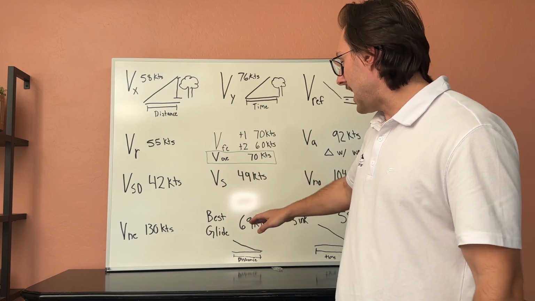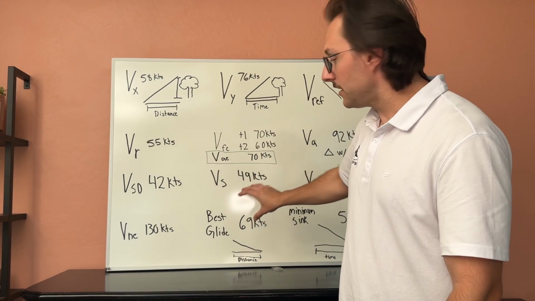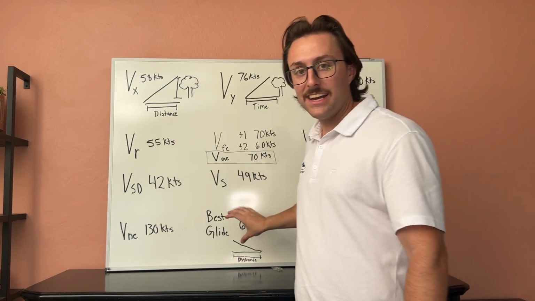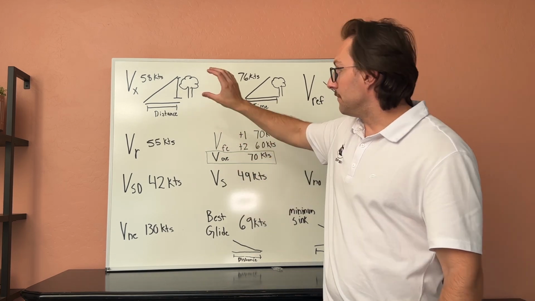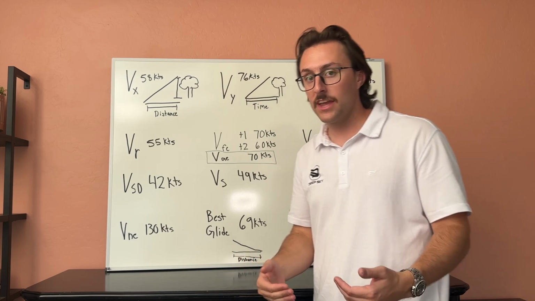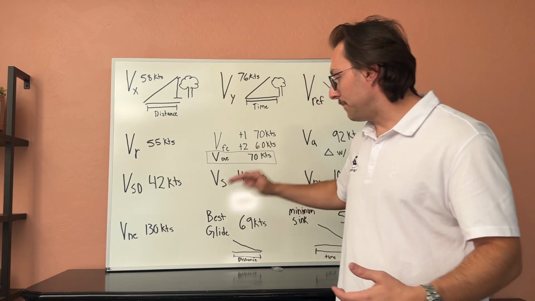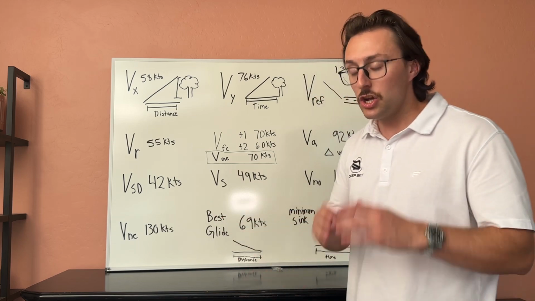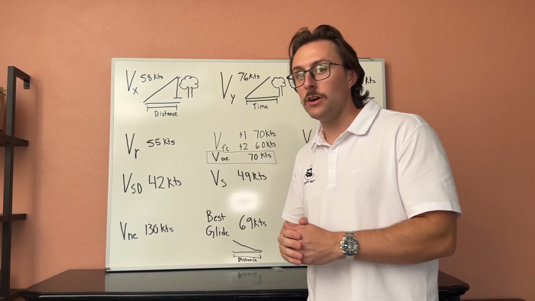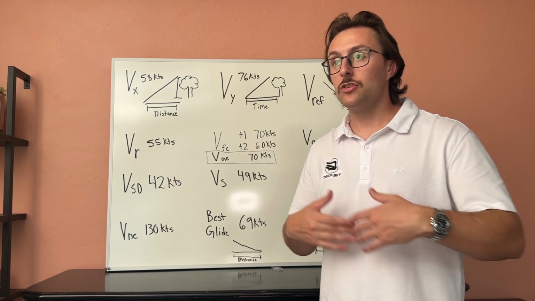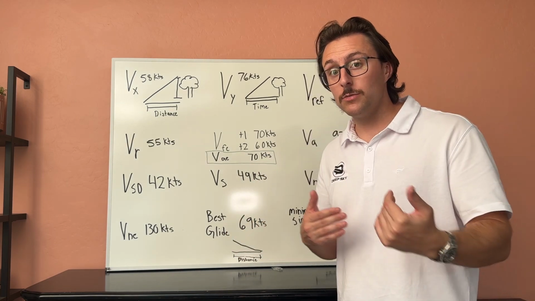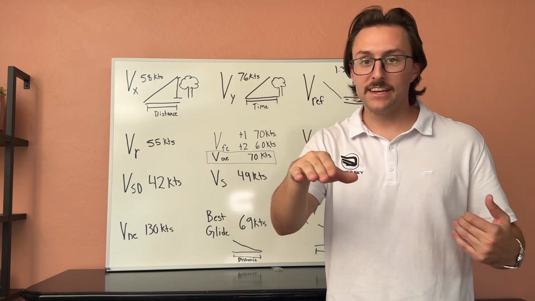Next, we have best glide and minimum sink. These are kind of the inverse of VX and VY. So best glide is essentially VY, but for losing altitude. So let's say that we lost our engine. Best glide is going to be 69 knots. So if we lose our engine, we want to immediately pitch for 69 knots so that we can gain the most distance possible for the amount of altitude that we lose. In our aircraft, our glide ratio is 15:1. That means for every 1 foot of altitude we lose, we can go 15 feet forward in distance.